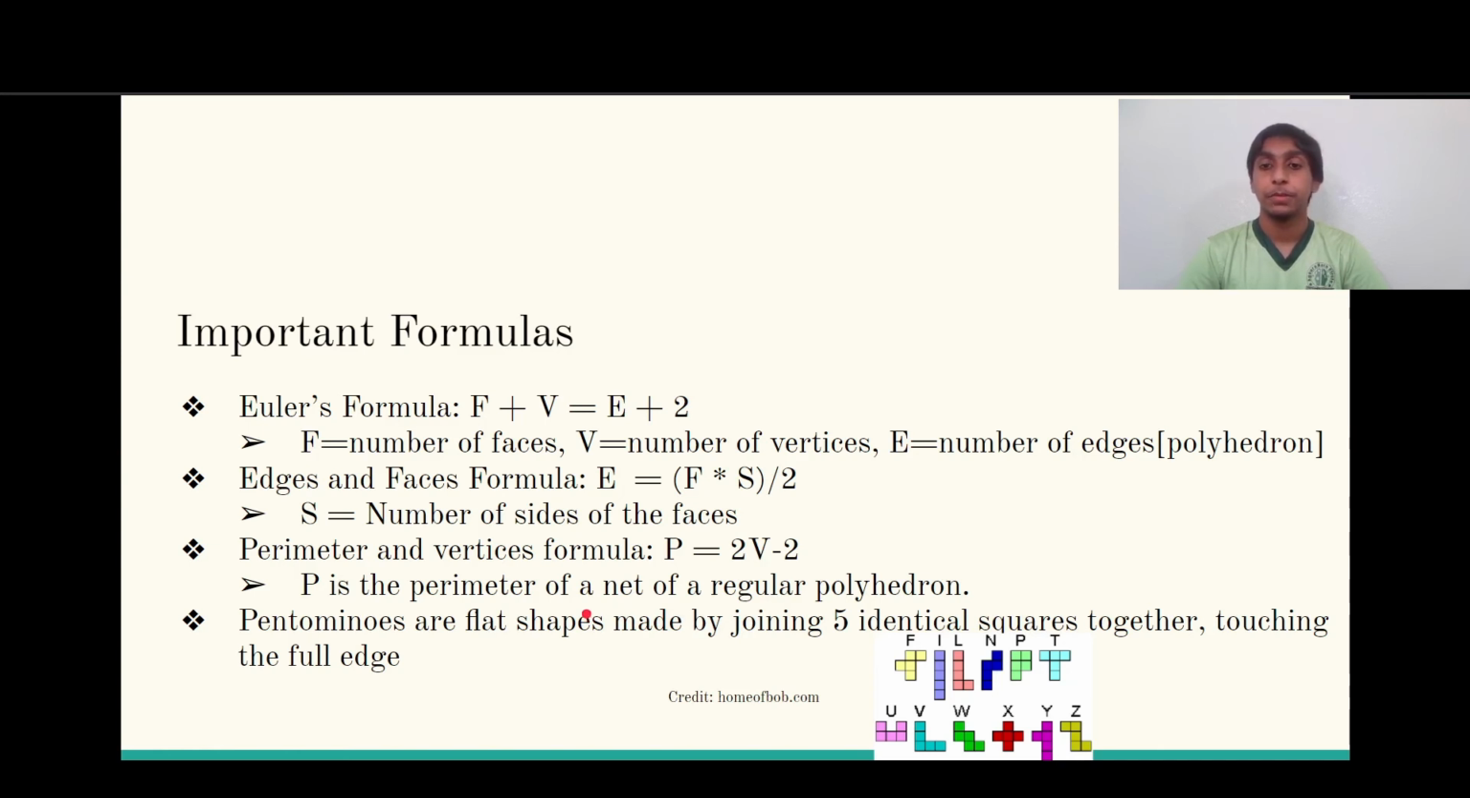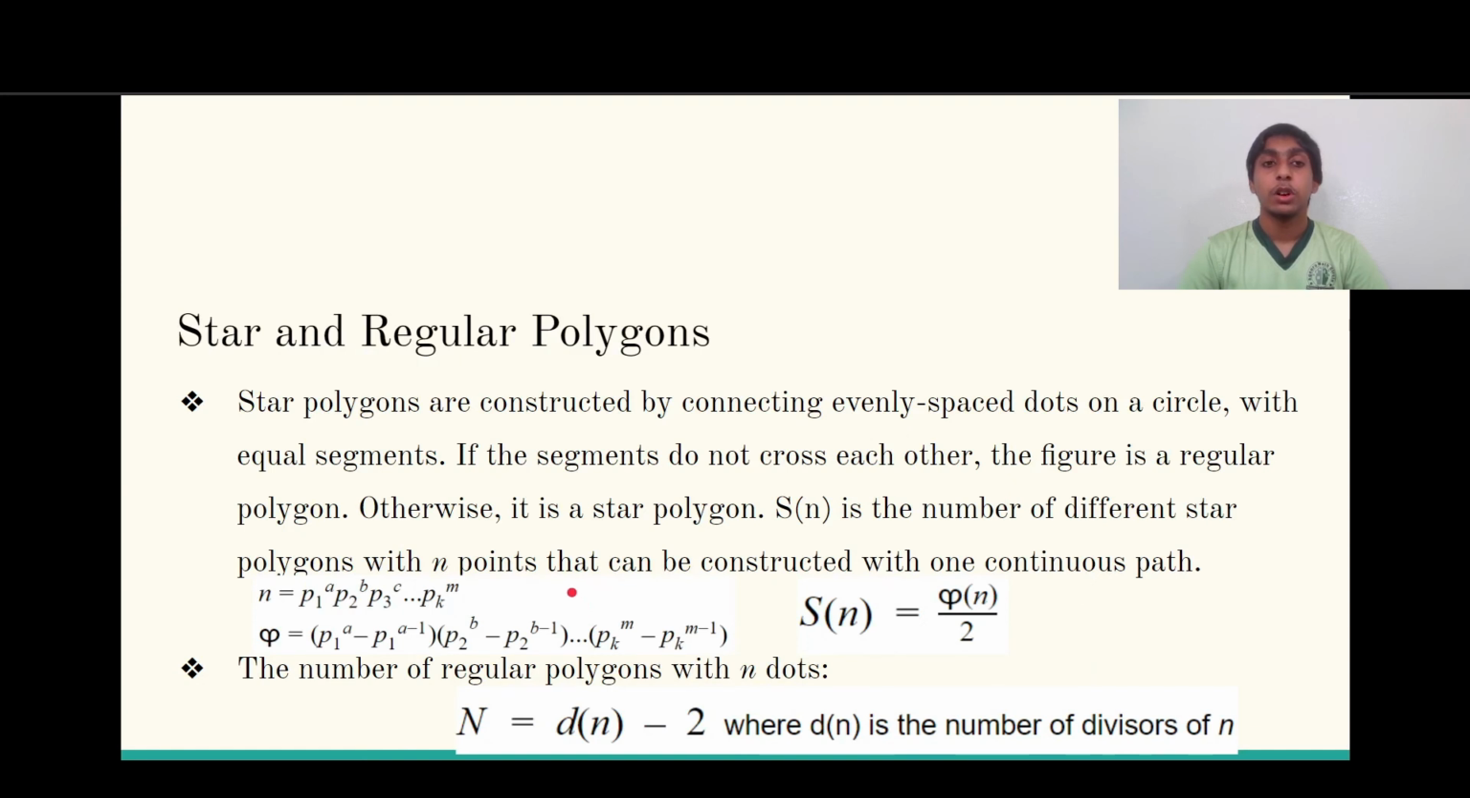Okay. So here we have star polygons and regular polygons. Star polygons are constructed by connecting evenly spaced dots on a circle with equal segments. Now, if the segments do not cross each other, the figure is a regular polygon, like a pentagon or hexagon, right? They don't have any segments crossing each other. Otherwise, if the segments do cross each other when you're connecting them, then it's a star polygon. So S of n is the number of different star polygons with n endpoints that can be constructed with one continuous path. So when you're given endpoints, how many star polygons can you construct?